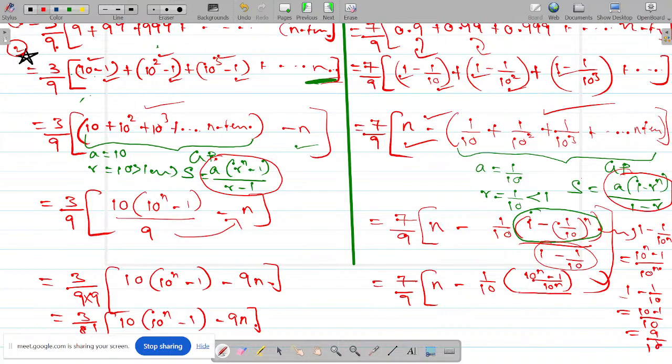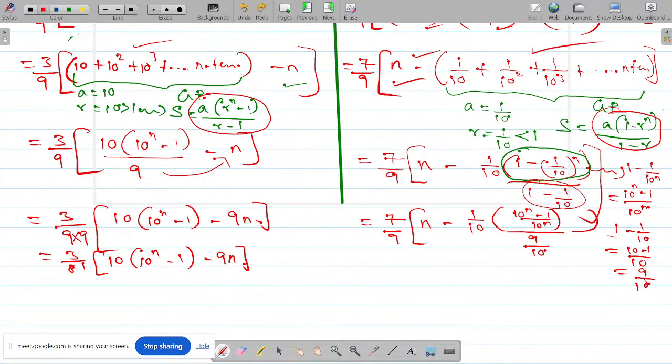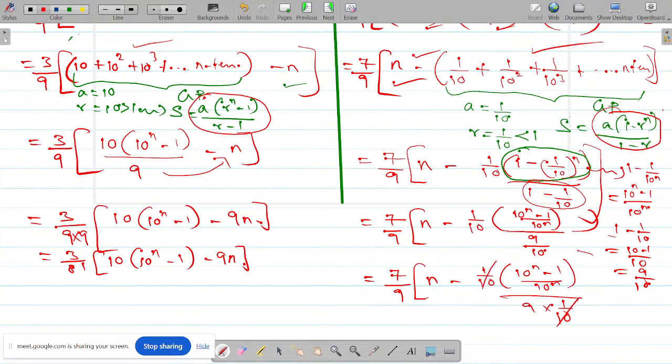So let me have over here, divide by 9 by 10. Actually, 9 by 10 is 1 into 1 by 10, so I can cancel over here, right? So I'll have 9 alone. If I don't want to skip this step, let me make it one more step. So this is equal to 7 by 9, n as it is, minus 1 by 10 into 10 power n minus 1 divided by 10 power n, divided by 9 into 1 by 10. Now I cancel it.